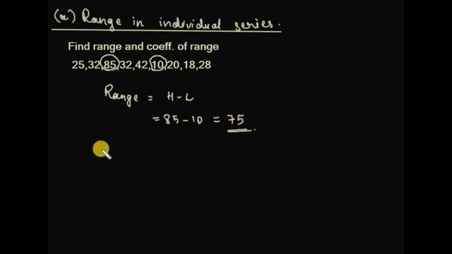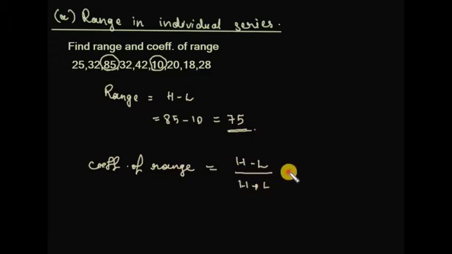And now we have to find out the coefficient of range. Coefficient of range is equal to h minus l divided by h plus l. h minus l we have already obtained, 75, divided by h plus l, 95. Answer will be 79. Sorry, 0.79.